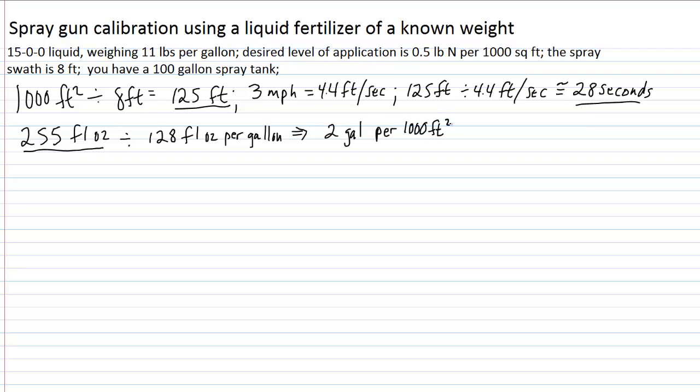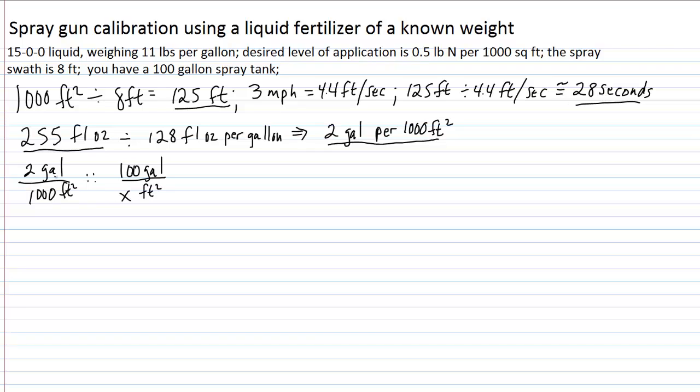Okay, so that's what our sprayer will be calibrated to deliver if we keep our speed constant and our pressure constant as we're currently set up. This spray gun is delivering 2 gallons of solution per 1,000 square feet. Okay, now we've got a 100-gallon spray tank. How much can we cover with a 100-gallon spray tank system? So if we know that the delivery rate is 2 gallons per 1,000 square feet, let's proportion this out to a full spray tank, which is 100 gallons, would be to some unknown X square feet.